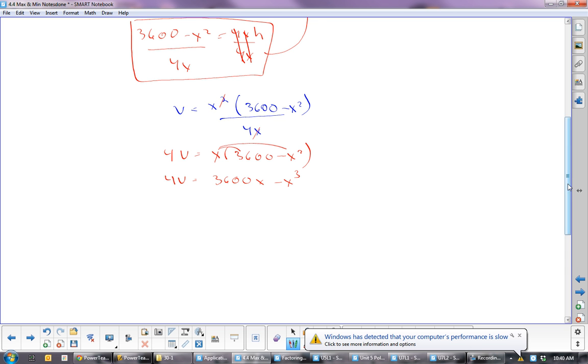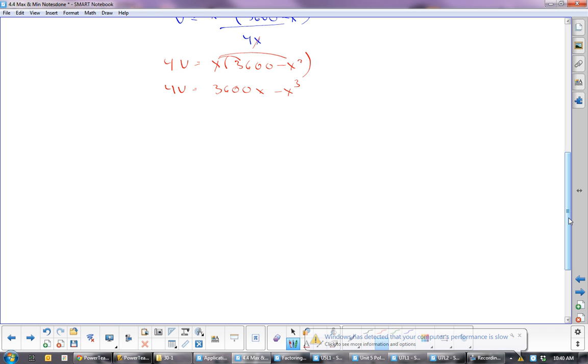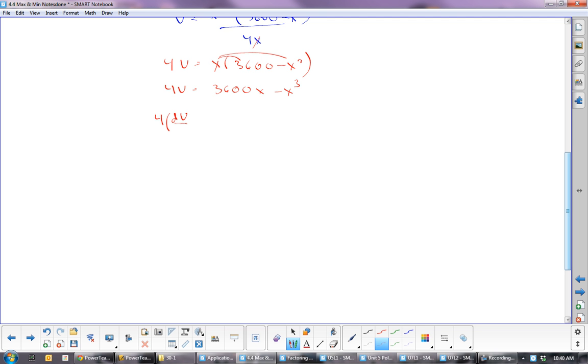Now, this is a really nice question to do a derivative on. So we would have 4 times dv over dx. Right? It's all going to be relative to x or with respect to x. This will be 3600 minus 3x squared. So here I did the derivative. Here I'm going to find the max. So I'm going to make it equal 0.